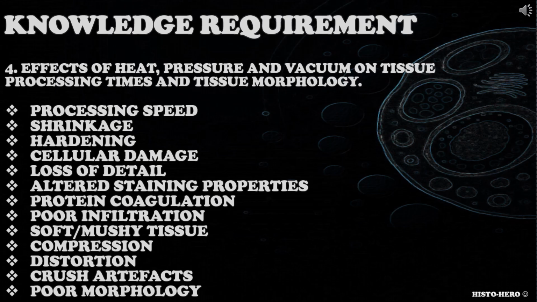When addressing this knowledge requirement, candidates should consider how heat, pressure, and vacuum affect the overall speed of processing, how they can affect tissue morphology and lead to shrinkage, hardening, cellular damage, loss of detail, altered staining properties, protein coagulation, poor infiltration, soft mushy tissue, compression, distortion, crush artifacts, poor morphology, and so on.